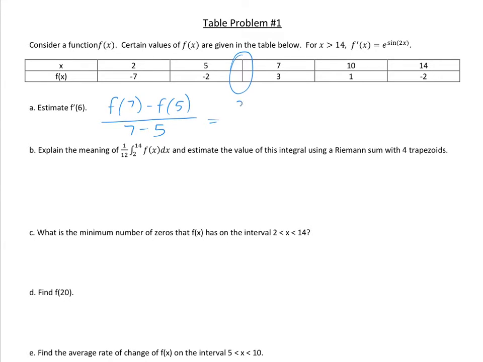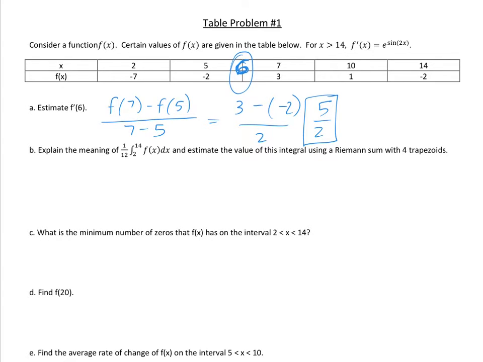So f of 7 is 3. f of 5 is negative 2. 7 minus 5 is 2. And on top we get 5. Bottom we get 2. So there's no context, so there are no units, but the slope between these 2 points is 5/2, and that's the best case scenario estimate I have for f prime of 6. All right, so moving on.